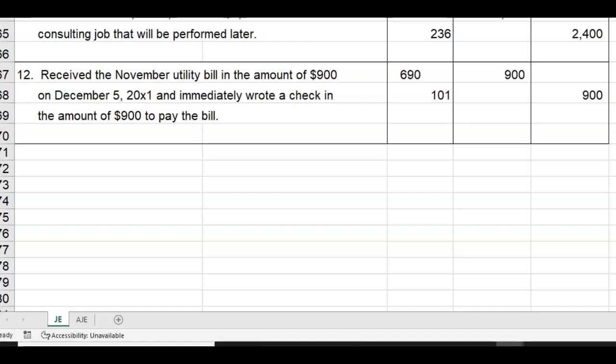The first worksheet was the Journal Entry or JE worksheet tab, and that's the one we just finished in the last two videos. The next tab is the Adjusting Journal Entry tab, AJE. That's the one that we need to work on in this video. So please click on the AJE worksheet tab so we can begin writing the necessary adjusting journal entries for this company.